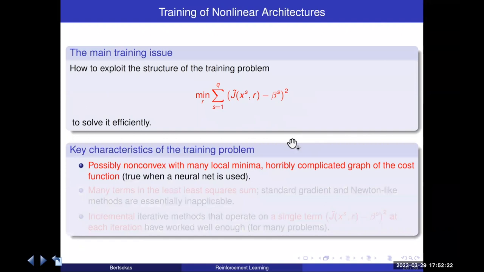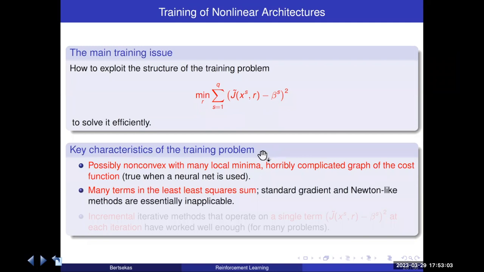Now, what are the characteristics of this problem? It's possibly non-convex, because this is nonlinear, with many local minima, a horribly complicated graph of the cost function. You don't have to go to large dimensions to see that. Even in just two or three dimensions, two or three weights, you can see that the graph of this function is just horrible, with flat surfaces and sharply dipping surfaces and a lot of local minima, and it's extremely complicated. It's remarkable that anything works on a cost function like that, but actually it does.